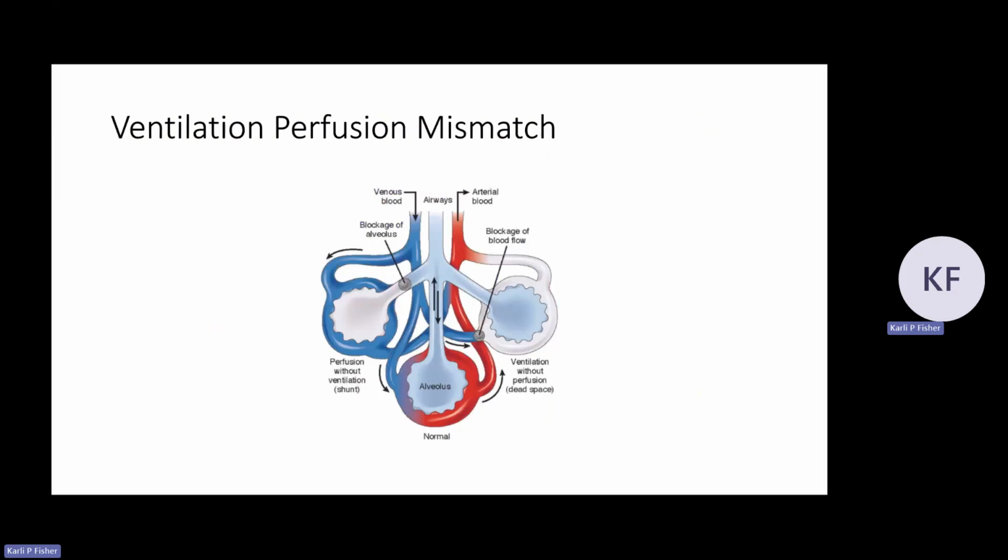So you've got ventilation perfusion mismatch. To the left is perfusion without ventilation, or a shunt. And on the right, you've got ventilation without perfusion, which is dead space. So perfusion without ventilation is a shunt. Ventilation without perfusion, dead space. Okay, perfusion without ventilation is a shunt. Ventilation without perfusion is dead space.